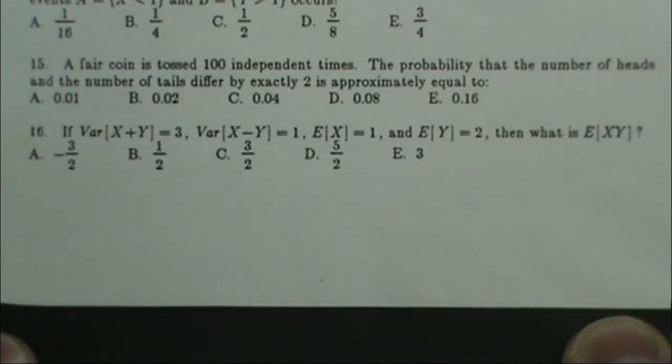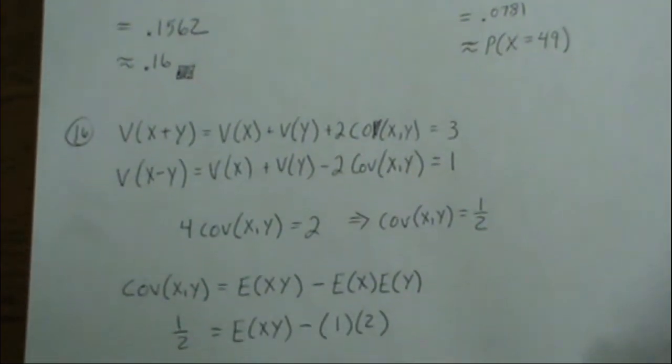Number 16. If the variance of X plus Y is 3 and the variance of X minus Y is 1, the expected value of X is 1, and the expected value of Y is 2, then what is the expected value of X times Y?